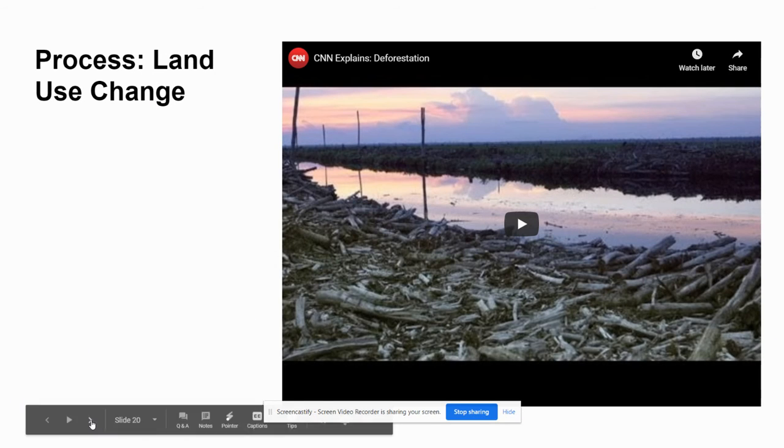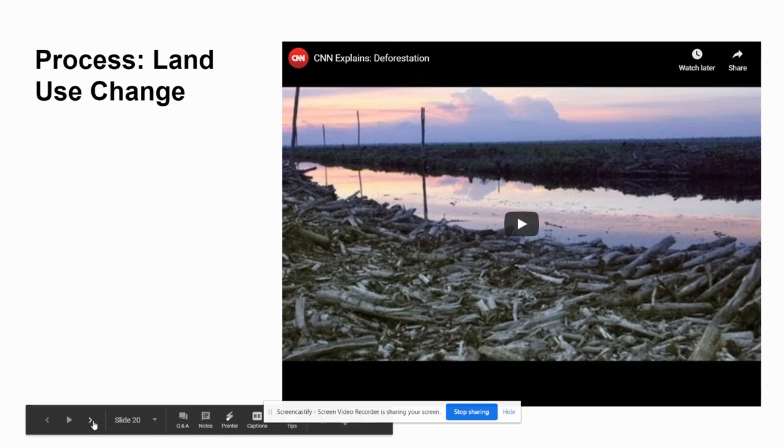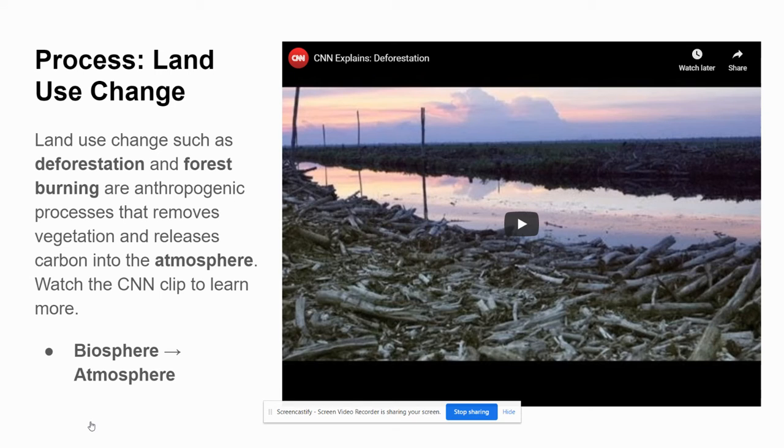Now, all these processes that I had discussed earlier are all biogenic and they keep on happening naturally. Now, the two processes that are not biogenic, that are man-made, one of them is the land use change that I'm going to talk about now. Land use change such as deforestation and forest burning are both anthropogenic, that means man-made processes that remove the vegetation and release the carbon into the atmosphere.